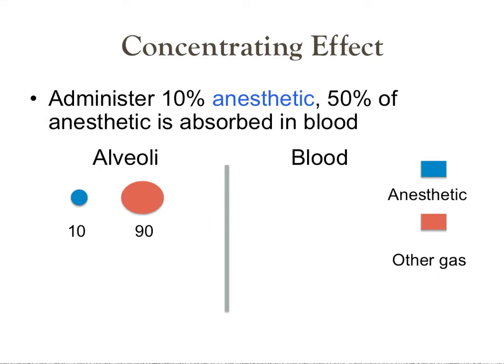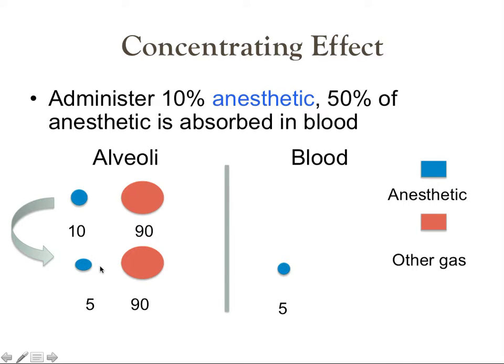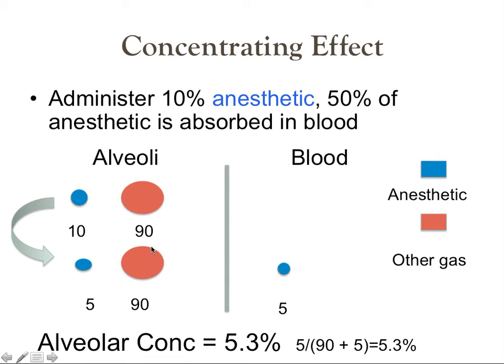Moving on to the concentration effect. Consider the administration of 10% anesthetic, so 10 parts anesthetic, here in the blue, and 90 parts of other gas, to a patient in whom 50% of the anesthetic in the alveoli is absorbed by the blood. So 50% of the anesthetic is absorbed in the blood, which is 5 parts in the blood, 5 parts in the alveoli. In this case, 5 parts of the anesthetic remain in the alveoli, and 5 parts enter the blood, and 90 parts remain as other alveolar gas. The alveolar concentration is now 5.3%.